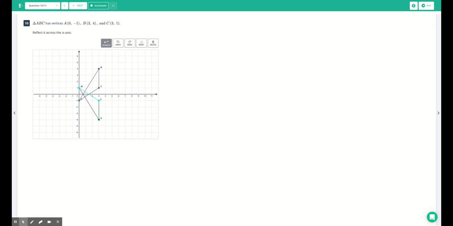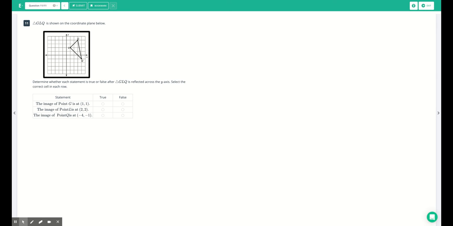And there's your reflection. And number 11, triangle GLQ is shown on the coordinate plane. Determine whether each statement is true or false after triangle GLQ is reflected across the y-axis. So this figure will be on the left side of the y-axis. Select the correct cell in each row.